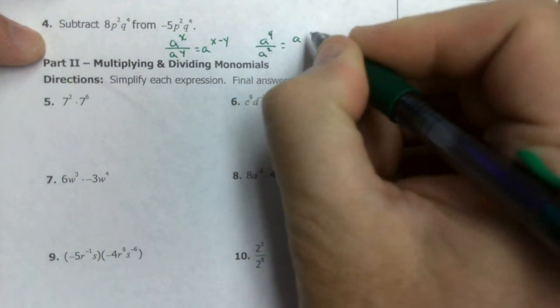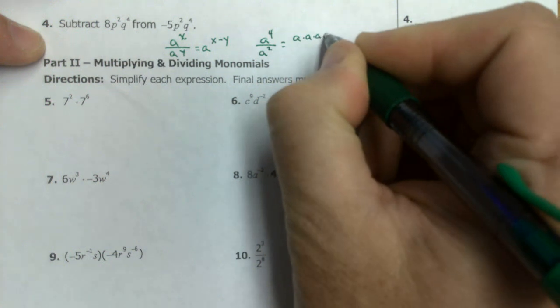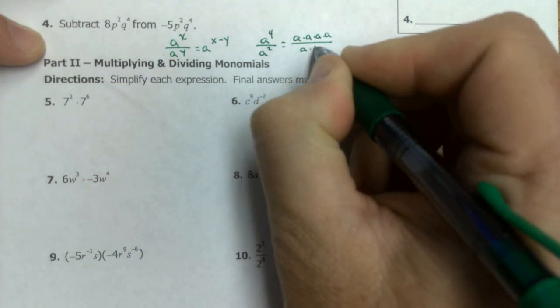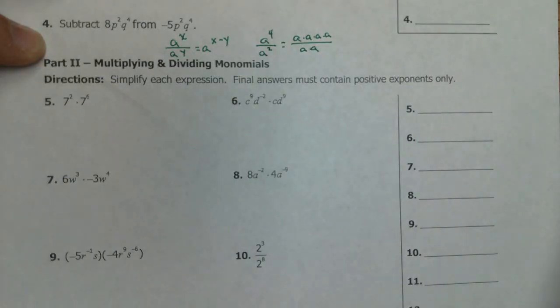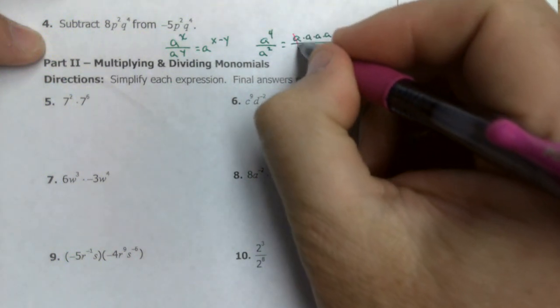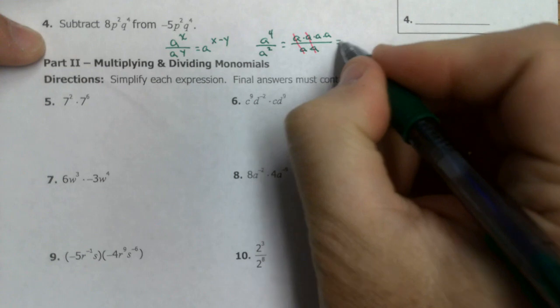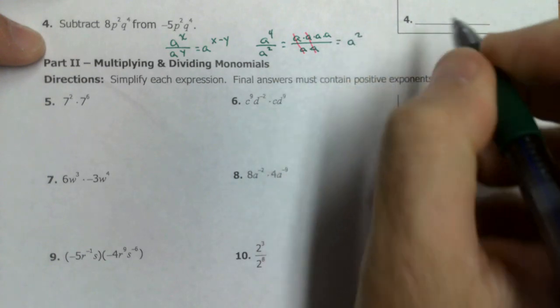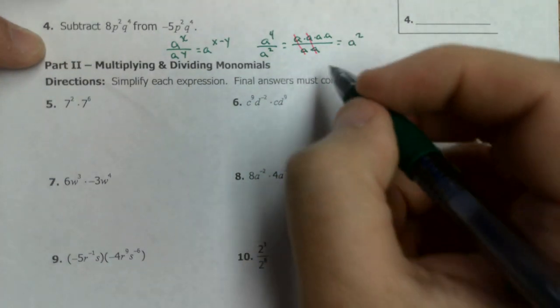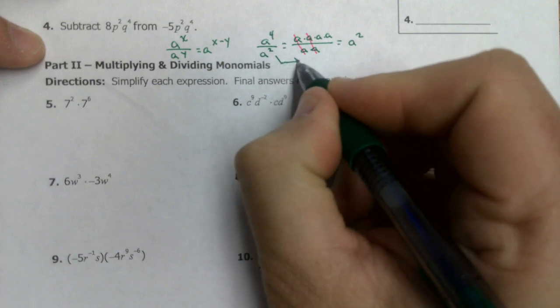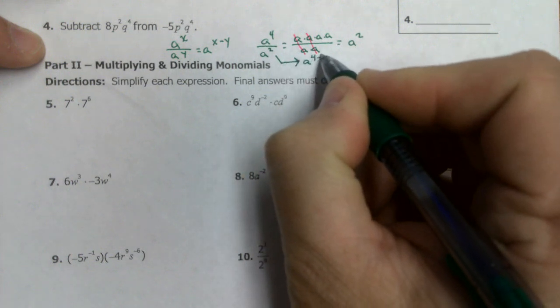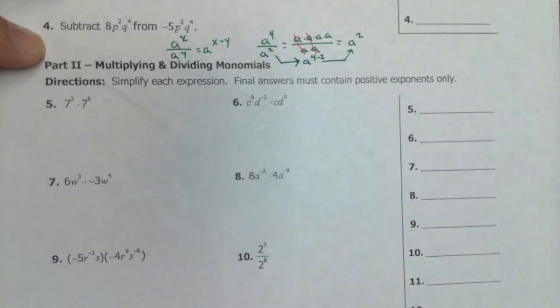If I have 4 a's on top and I have 2 a's on bottom, anything divided by itself becomes 1, cancels out. So I cancel and I see my answer there would just be a times a, which is a squared. We don't want to have to write the expanded notation, so our shortcut is let's keep that base, let's subtract the 4 minus 2, and let's get our answer.